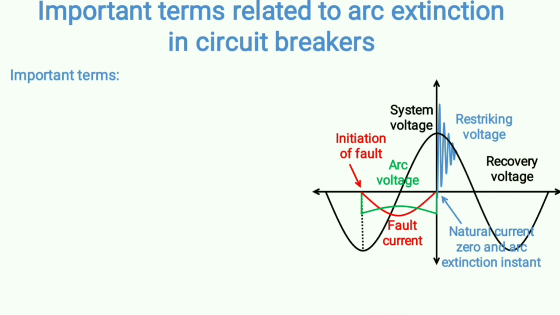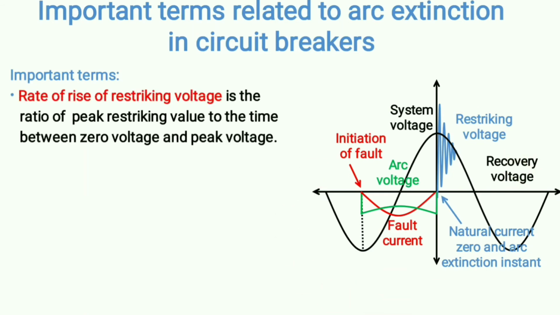Here we will see some more important terms. First is, what is rate of rise of restriking voltage? So now you have understood what is restriking voltage. It is nothing but a transient voltage that appears across the contacts of the circuit breaker at the natural 0 point. Okay, and that is the RMS value actually. Now rate of rise of restriking voltage is the ratio of peak restriking value to the time between 0 voltage and peak voltage. Suppose the peak value is somewhere here, and the time between 0 voltage and peak voltage.